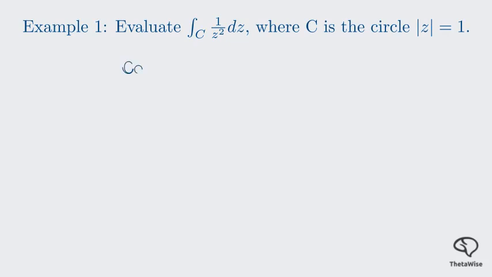Let's compare our integral to the formula, the integral of f of z over z minus z naught. In our case, the function f of z is the constant 1. The point z naught would be 0. However, we have z squared in the denominator, not z minus 0. This is a different form of the formula, which requires differentiating.